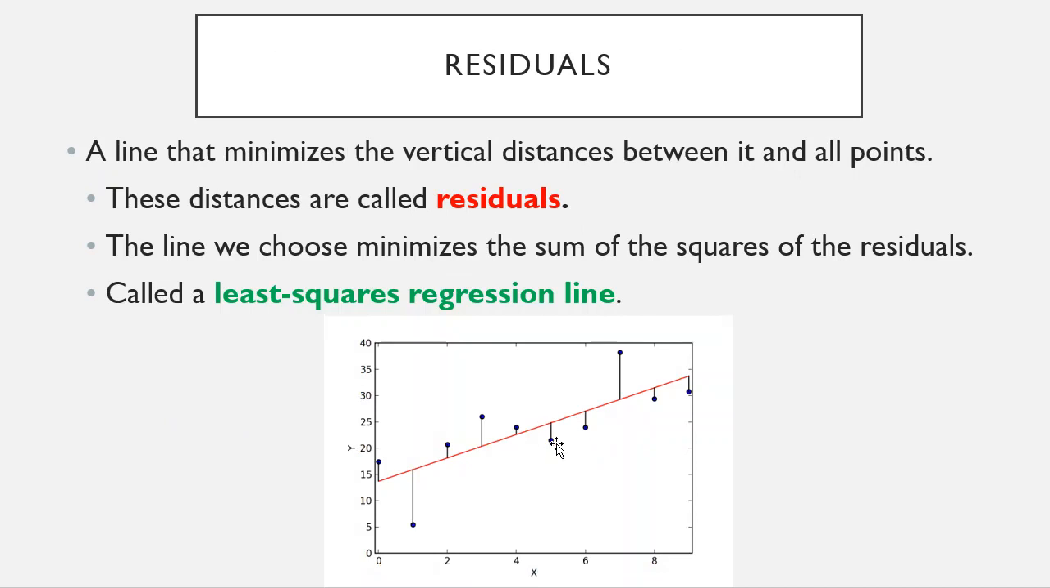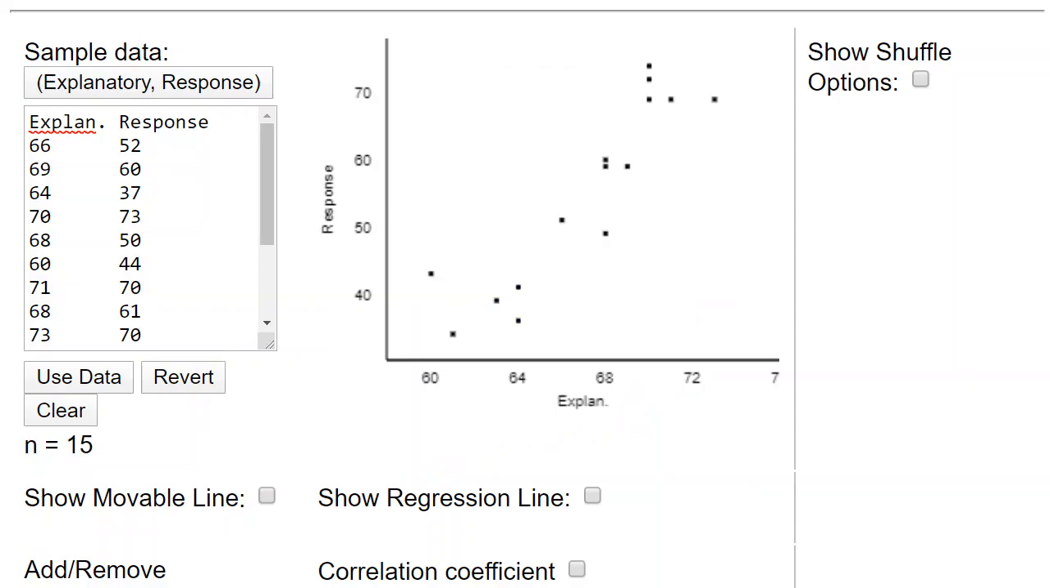So here you can see a set of data, and we've got this line going through them. What we've done is we've drawn these lines down from the point to the line. Those are called residuals. And the farther away a point is from the line, the bigger that residual. In a least squares regression line, what we're trying to do is minimize the sum of the squares of those residuals. So I'm going to jump over to the applets here.